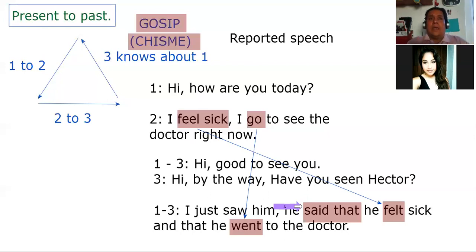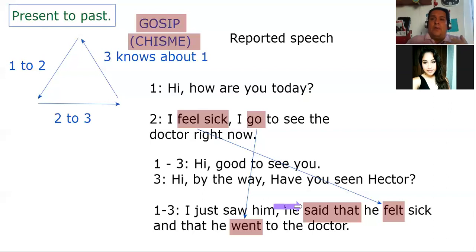Now, sometimes you don't need to change the tense. Sometimes the tense can remain the same, but this is a special case, when the action just happened or when we know that what we were told is true. In that case, you can say the same.